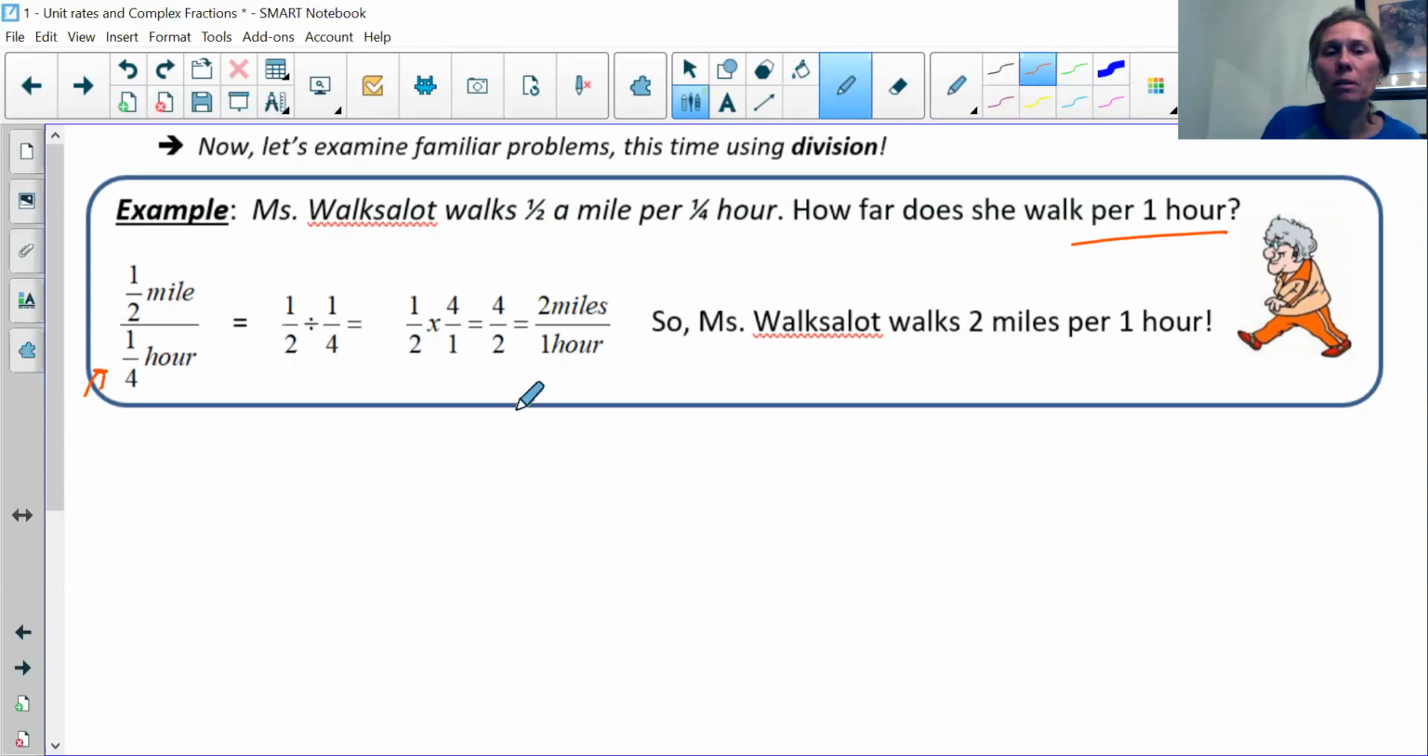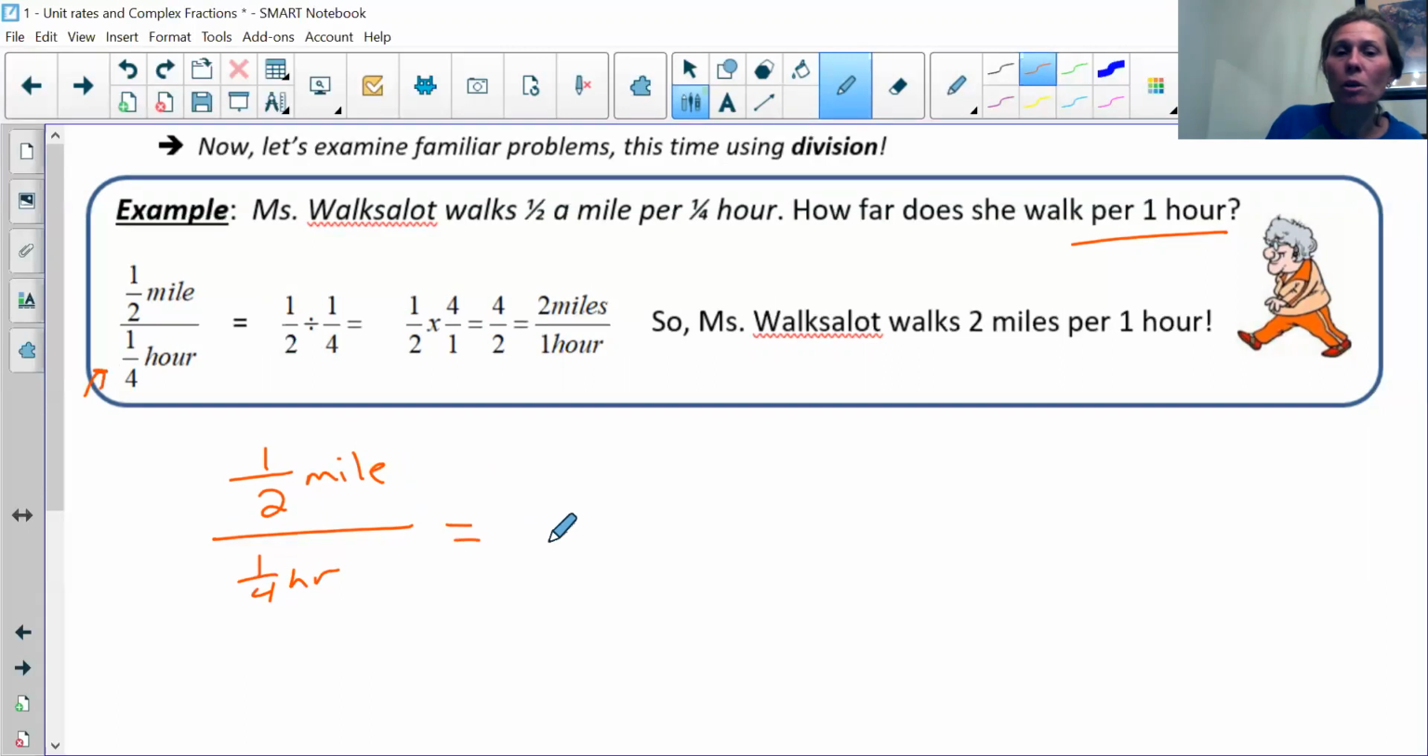So let's talk about this. Miss walks a lot, walks 1/2 a mile per 1/4 hour. So I know she goes 1/2 of a mile per 1/4 of an hour. Now look at the question. How far does she walk per hour? I want 1 hour. I don't want 1/4, I want 1.